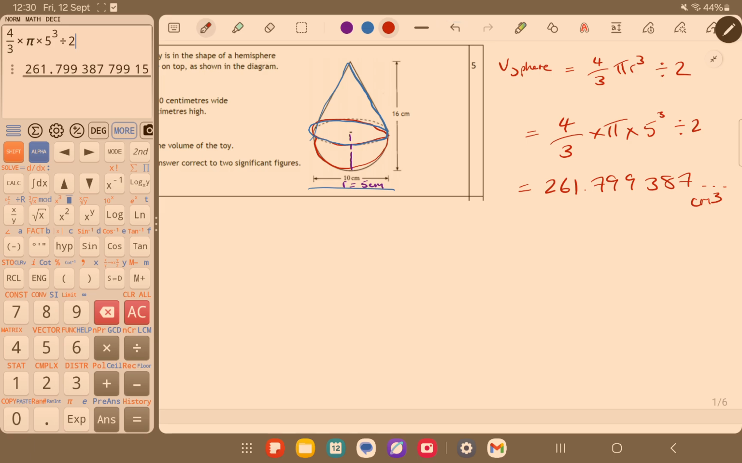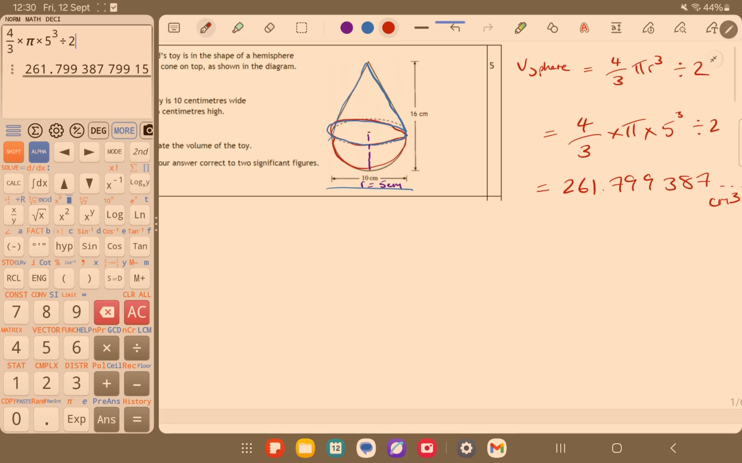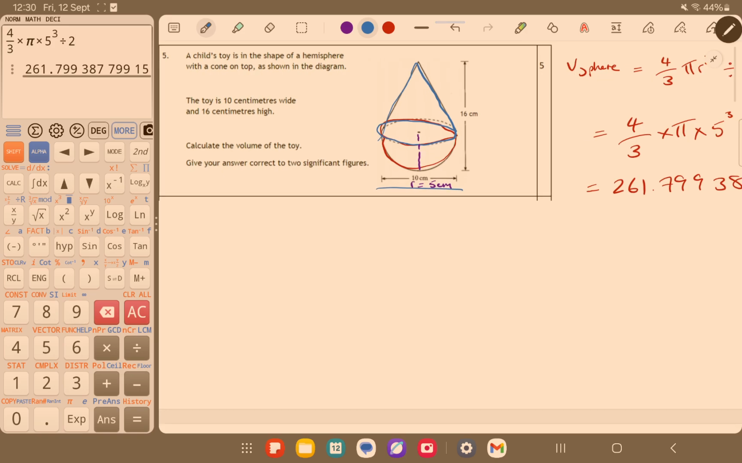Now I'm going to do the volume of the cone, which I'll do down below here. The formula for the volume of a cone is 1/3 pi r squared times the height. So it's 1/3 of the area of the circle face times the height. We know the radius, it's the same as the sphere. But do we know the height of the cone?